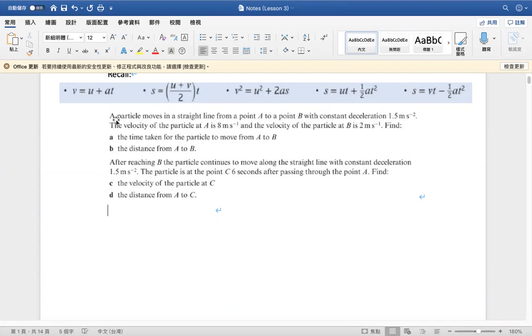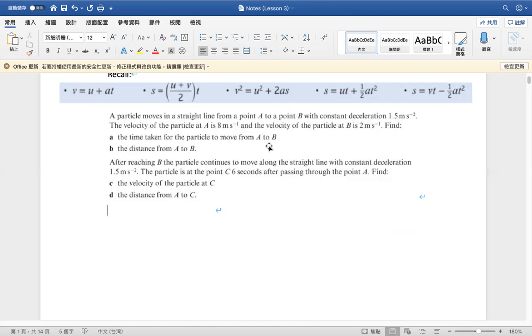So we have a particle that moves on a straight line from a point A to point B with constant deceleration 1.5 meter per second squared. The velocity of the particle at A is 8 meter per second, and the velocity of the particle at B is 2 meter per second. Part A, find the time taken for the particle to move from A to B.